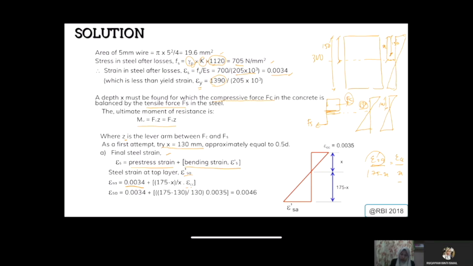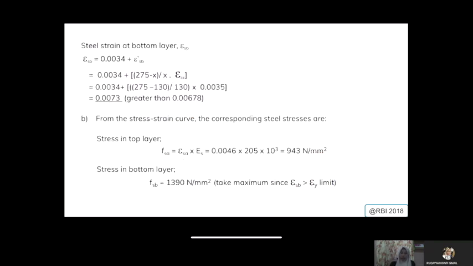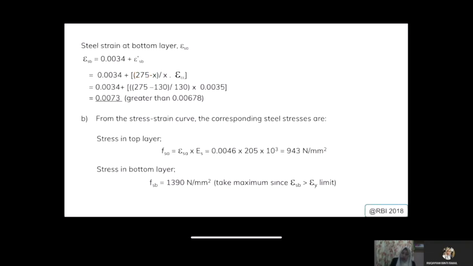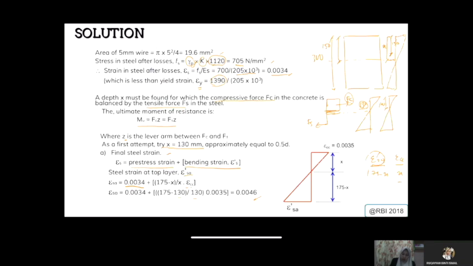When you calculate the value by considering the x height, you will get 0.046 for your upper strain, the first layer of your steel strain. Okay, and you will do the same for your bottom layer of your steel strain. Now if you look at the changes, this one is 275, and this one will be 175.